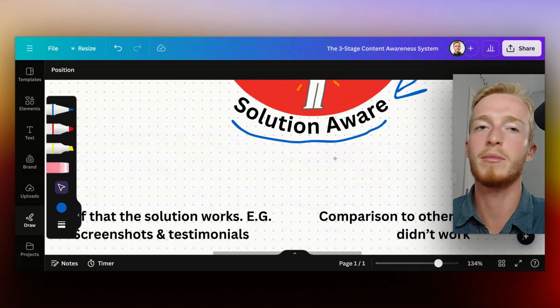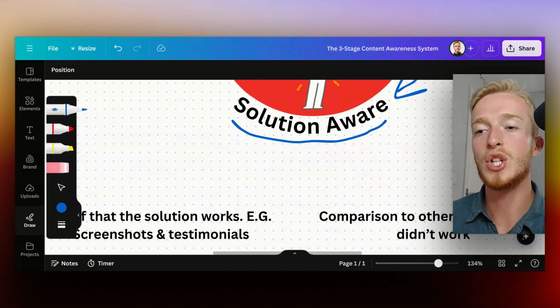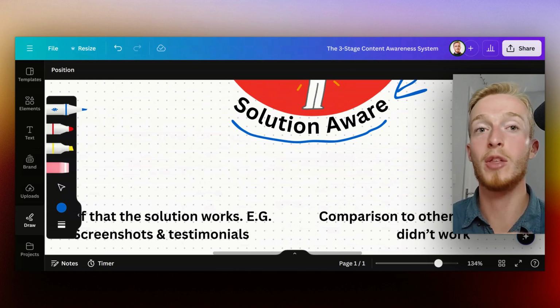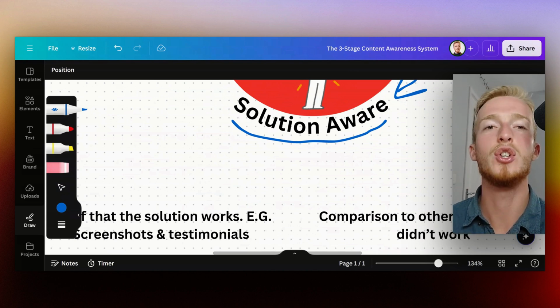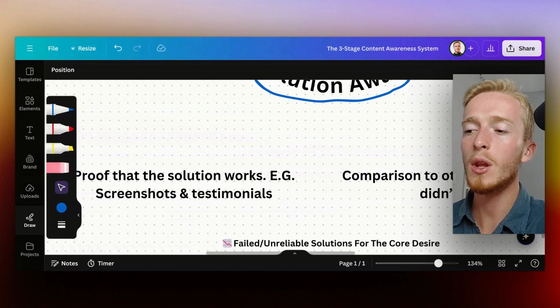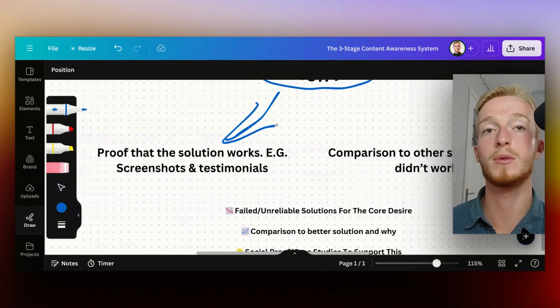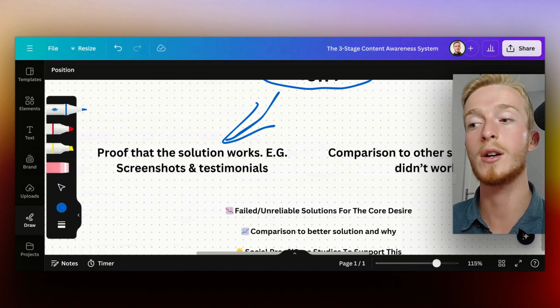So solution aware, it's the people that are aware of the solution. However, they just haven't found one that's worked for them, or maybe they've tried other people's solutions, whether recommended or because they worked with other people, and it just hasn't worked. So there's two things you can do here. One, you can take the social proof route and basically make a post which shows the proof that your solution works.